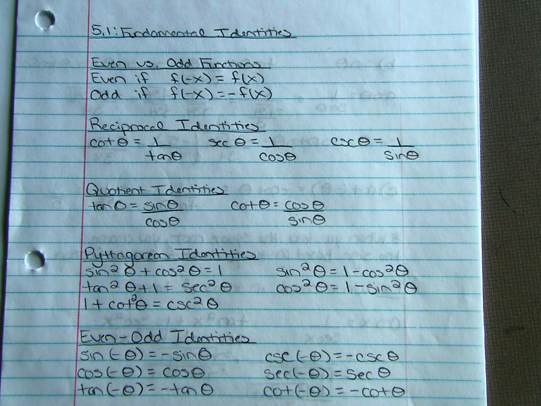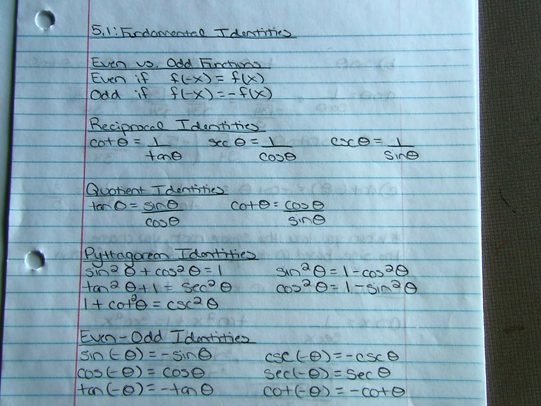The reciprocal identities are basically the definitions of cotangent, secant, and cosecant, where cotangent is 1 over tangent, secant is 1 over cosine, and cosecant is 1 over sine. Your quotient identities: tangent theta is sine theta over cosine theta. So that one may be a little bit new or different, that we haven't really played around with.